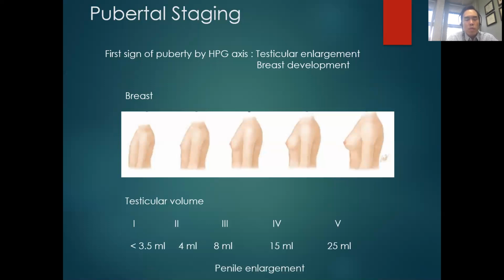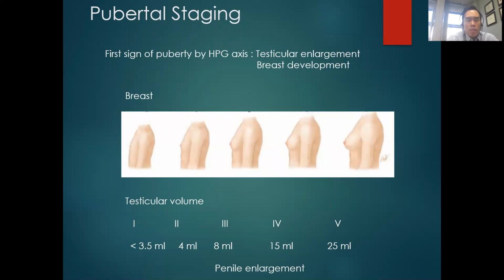For testicular volume, it is a little more difficult to remember because it is indicated by the size of the testes, which is in cc. So the way to remember is that if you have a testicular volume that is bigger than 3.5 cc's, it is considered a pubertal size. And the fully developed testes is 25 cc's.